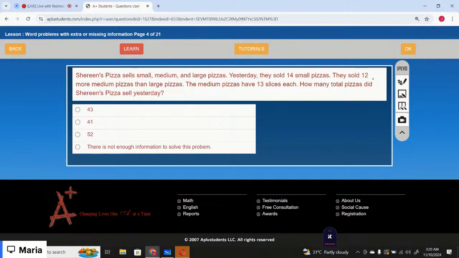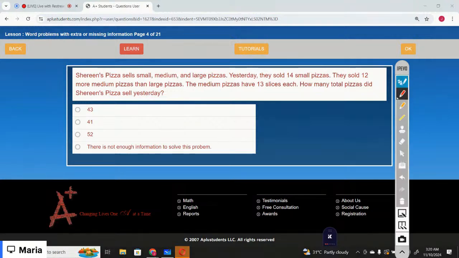Shireen's Pizza sells small, medium, and large pizzas, right? Yesterday, she sold 14 small pizzas. They sold 12 more medium pizzas than large pizzas. The medium pizzas are 13 slices each. How many total pizzas did Shireen's Pizza sell yesterday?